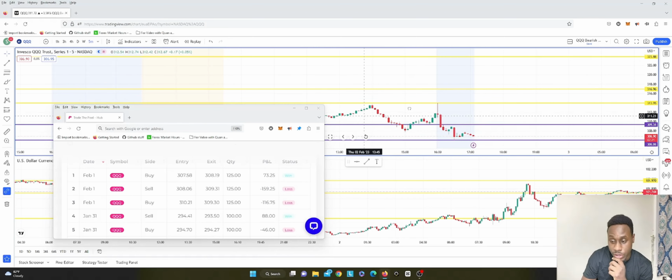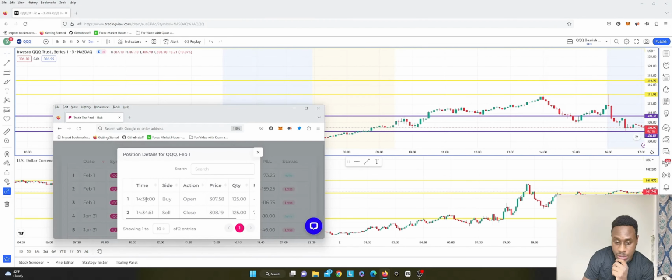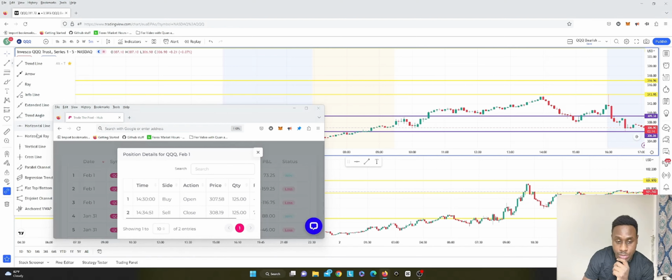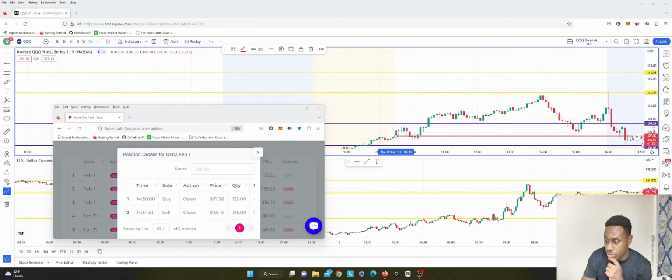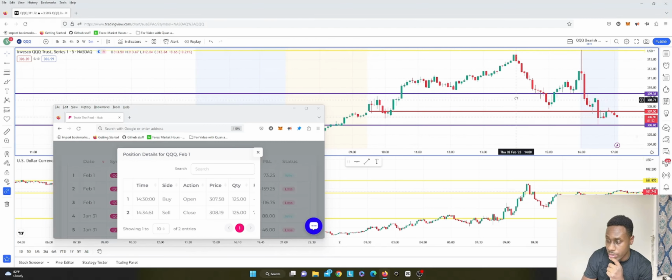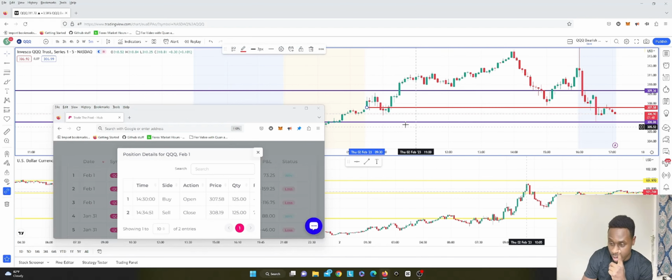So the first trade, right? The first trade was at 9:30, and it says February 1st, but it's February 2nd. So the first trade was 9:30 on the QQQ, and it was 125 shares. So 9:30, 307.58. All right, I need to make it 307.58 right there. Okay, perfect.